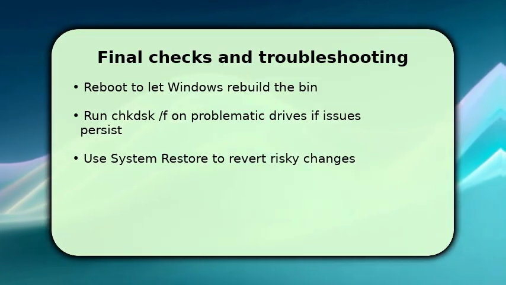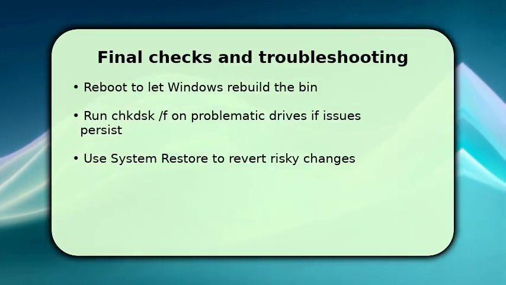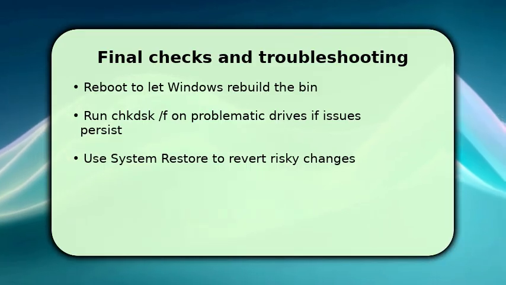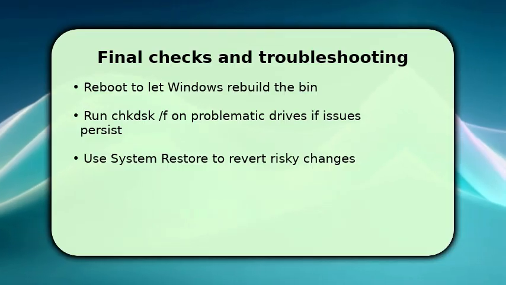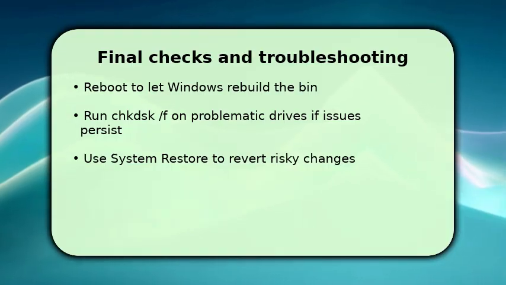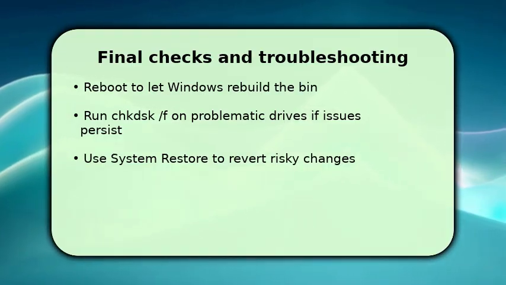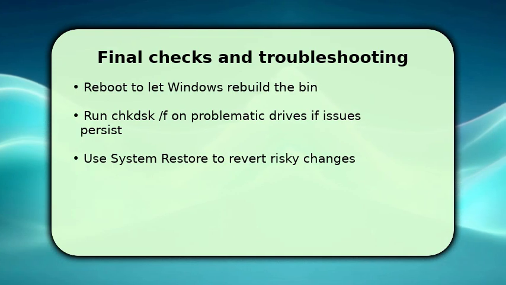If files still vanish or errors continue, run chkdsk /f on the drive to repair disk-level corruption that can corrupt recycle bin metadata. As a troubleshooting tip, if you encounter serious errors after edits, immediately use the restore point or import the exported registry keys to revert changes. This rollback protects your system while you reassess the next course of action.